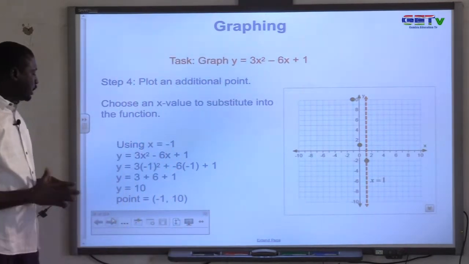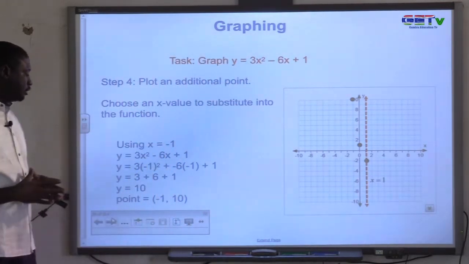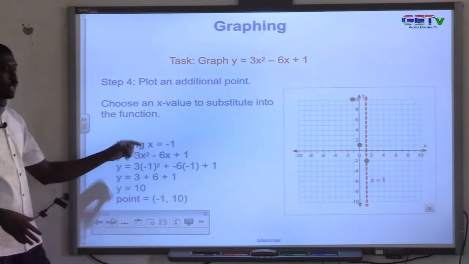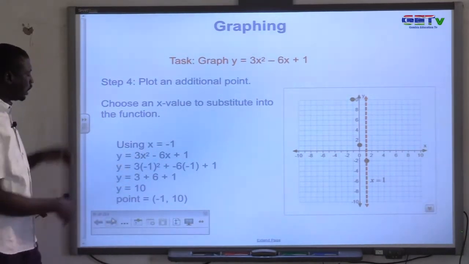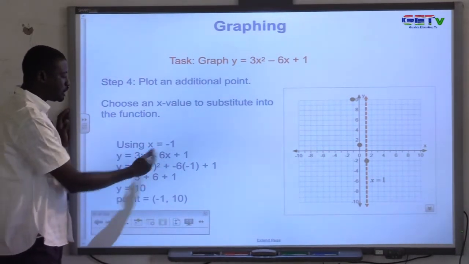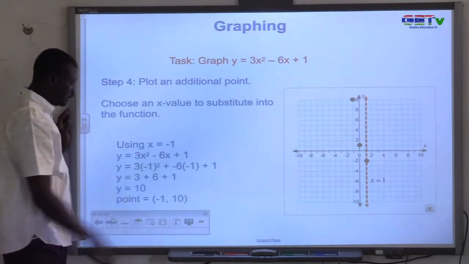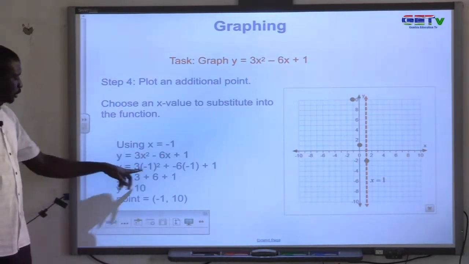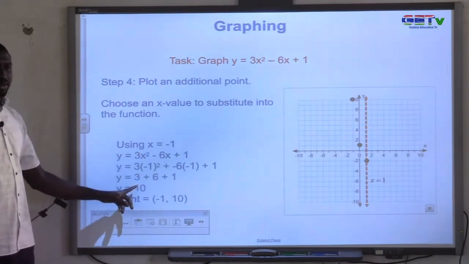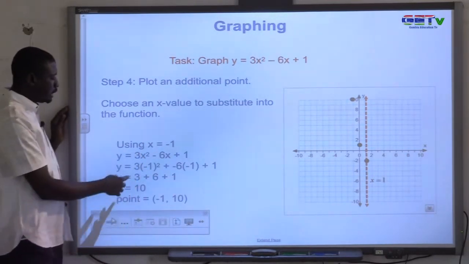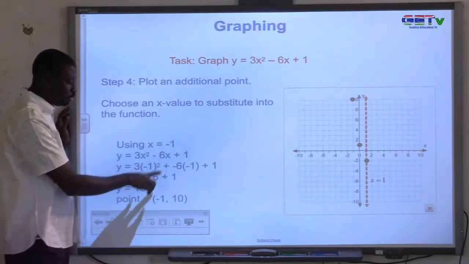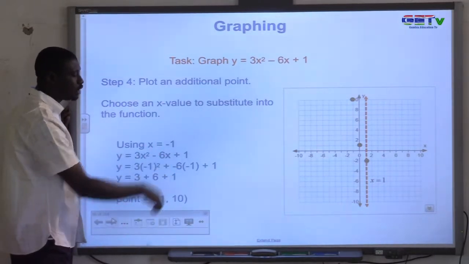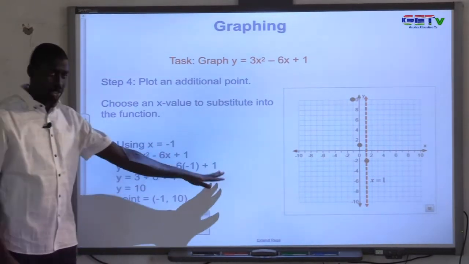The point that I use here is x equals negative 1, and substituting negative 1 in place of x, we'll get y equals 3x squared minus 6x plus 1. So I'll substitute in place of x negative 1. So y will give us 3 in bracket negative 1 squared plus negative 6 in bracket negative 1 plus 1. Then you solve.